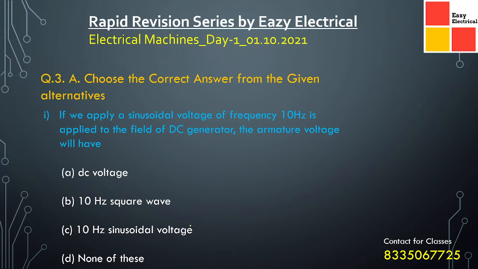Now coming to the next question. If a sinusoidal voltage of frequency 10 Hz is applied to the field of a DC generator, the armature voltage will have what? What will happen if we apply a 10 Hz sinusoidal voltage to a DC generator? We can apply it, but there are some problems also, but we can apply.